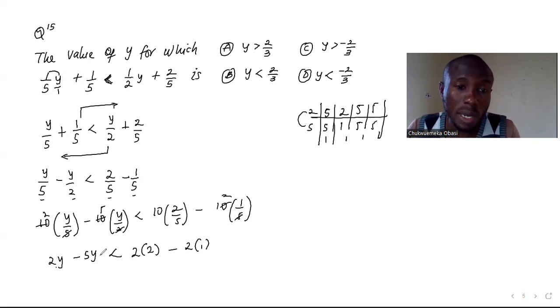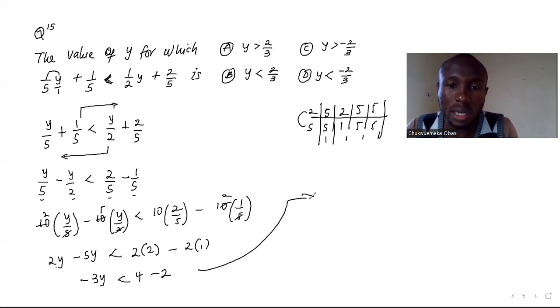So now 2y minus 5y will give us minus 3y. And 2 times 2 is 4. 2 times 1 is 2. And so take these guys to this side. So you have minus 3y is less than 2, right? Okay, that's it. So now from here, you want to get the value of y.